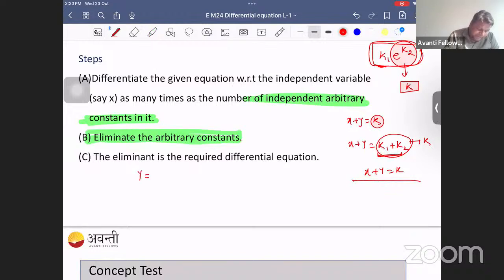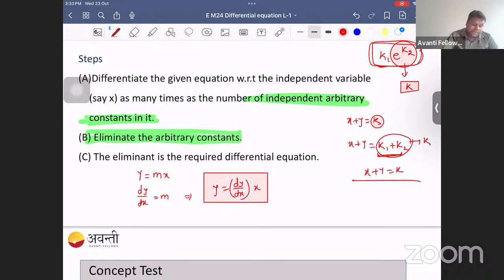Now see, one simple example I will take. Say you have an equation y equals mx, where m is an independent arbitrary constant. Now somebody asks you what is the differential equation. I can differentiate it once. dy by dx I got as m. Then you replace m, you get y equals dy by dx into x. Now this is the differential equation. Now say some student tells me, sir, don't just put the value of m, differentiate it again. So you get d2y by dx square equals 0. Is it the differential equation? No, it is not.